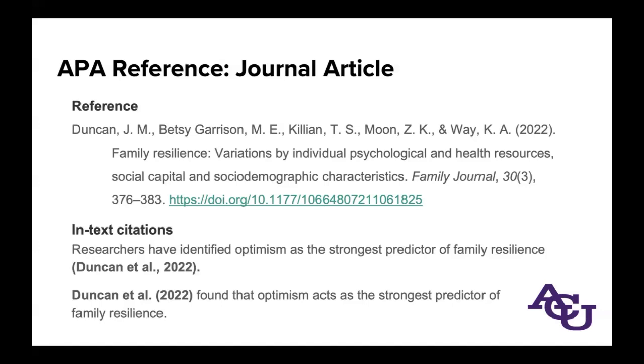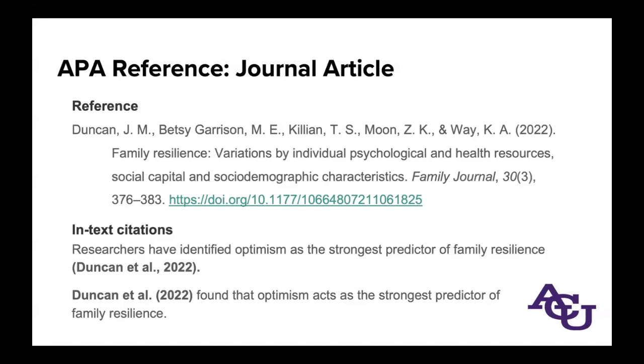Once again, because we've written the reference, we know how to cite this work in text using author date citation. So for the first paraphrase, I put the author and year information in parentheses at the end of the sentence, separated by a comma, Duncan et al., period, comma, 2022. This work has 3 or more authors. So every time I cite them in my text, I'm going to use the first author's name, Duncan. Then I'm going to use that et al.